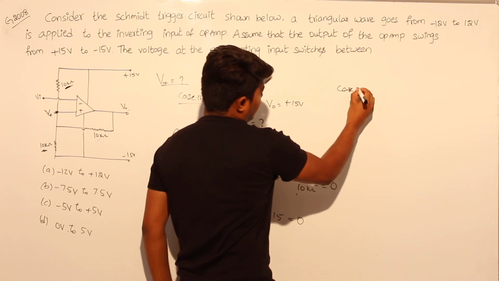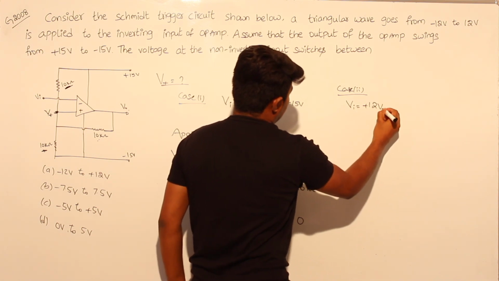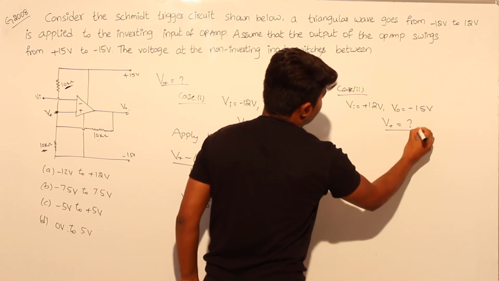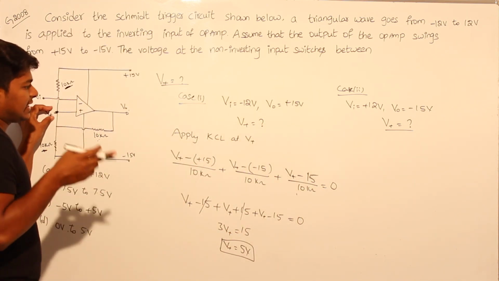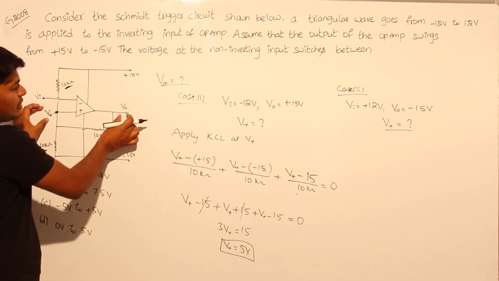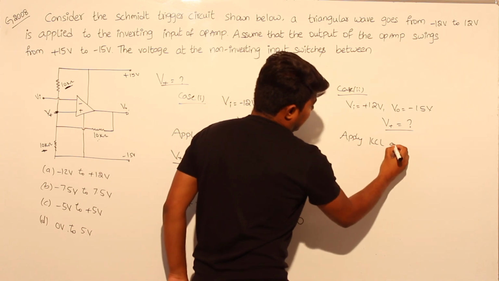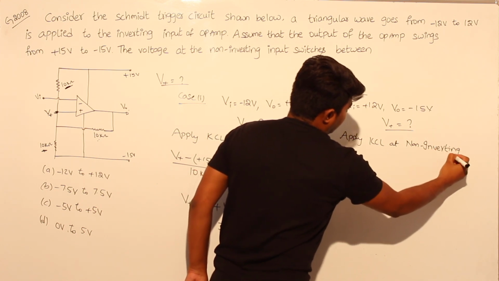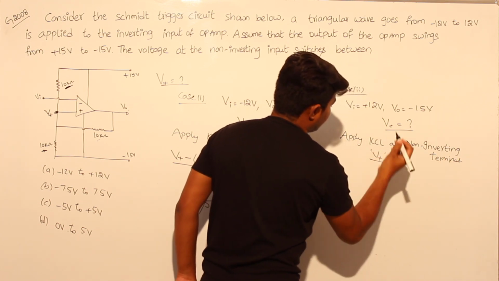This is case 2, where Vi is equal to plus 12 volts and V naught is equal to minus 15 volts. At this point we need to calculate the value at the non-inverting terminal. For the same, you need to apply KCL again. Here the input value is changed and the output voltage is changed. Now apply KCL at the same terminal, the non-inverting terminal, meaning at V plus itself.